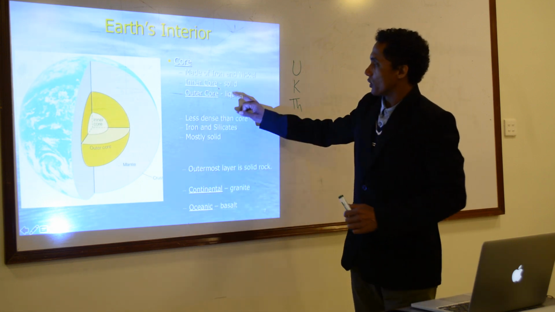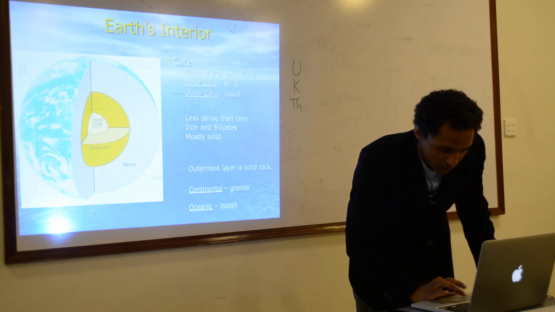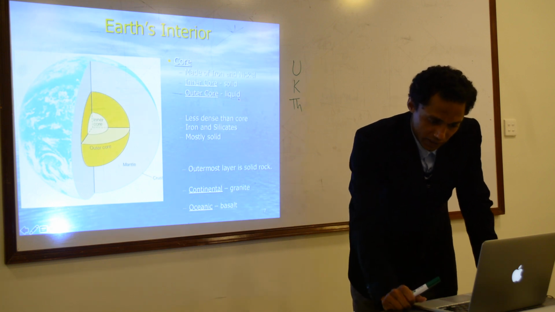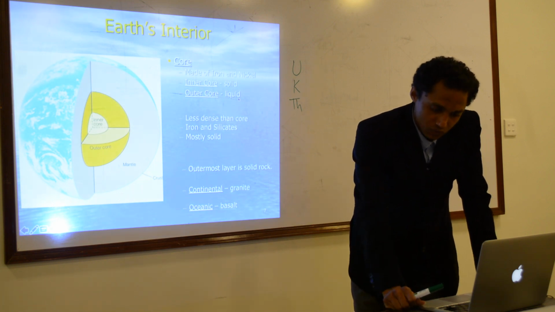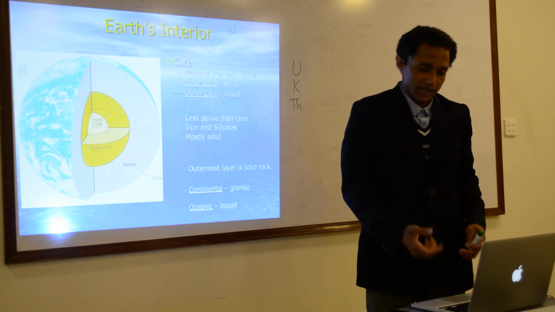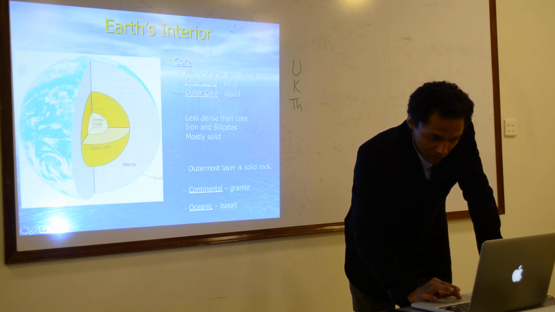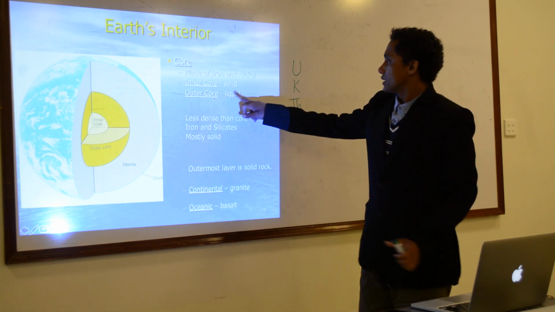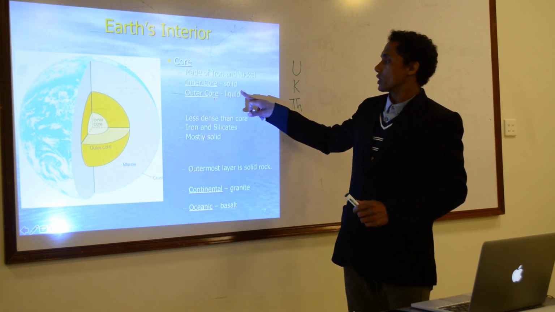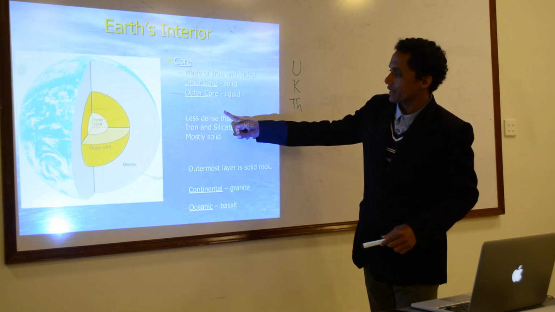Then we can talk a little bit about the outer core. What is the outer core here? You can see here the outer core. The outer core is liquid iron and nickel again. It is very dense, but because it's in liquid form, it is less dense than the solid, and it forms the outer core. That's why it is in liquid form. Now we will need to talk about the next one.